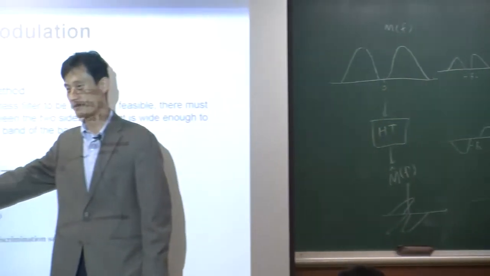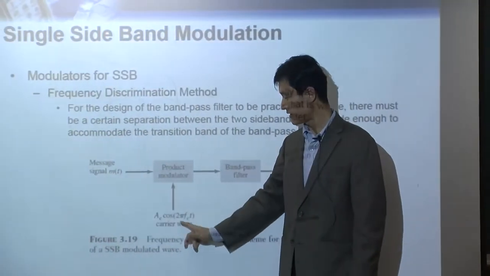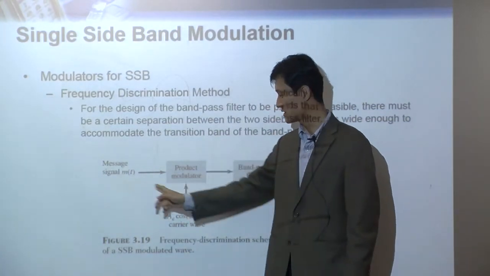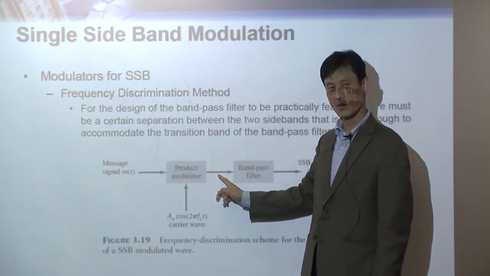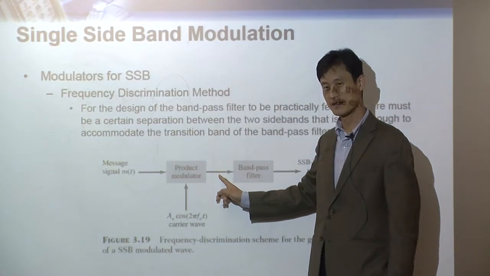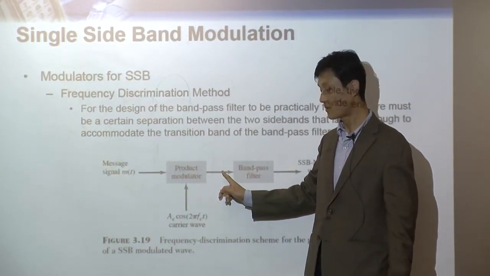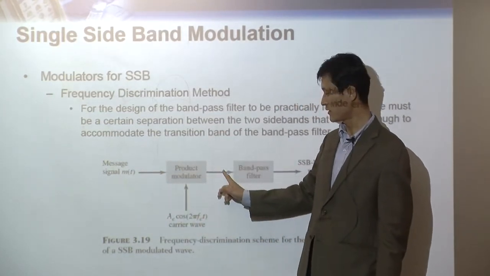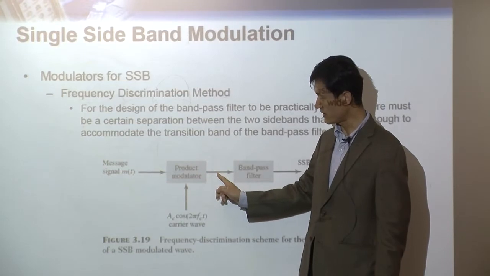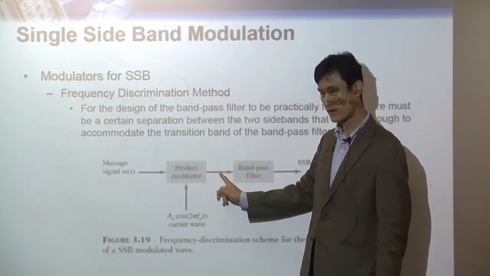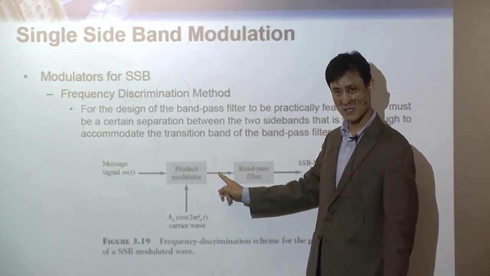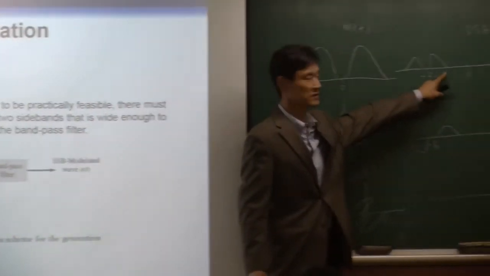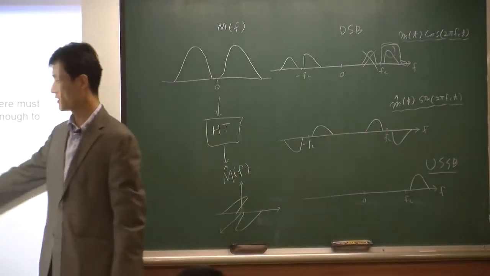You have the original message m(t). You multiply by the carrier wave. Once you multiply the carrier with the message, what do you get here? Right here, you're going to get the DSB signal. Remember, the DSB double sideband signal is simply m(t) times c(t). So at the output of the product modulator here, you're going to get the DSB signal. What does the DSB signal look like? Like this, right? That's what you get here.